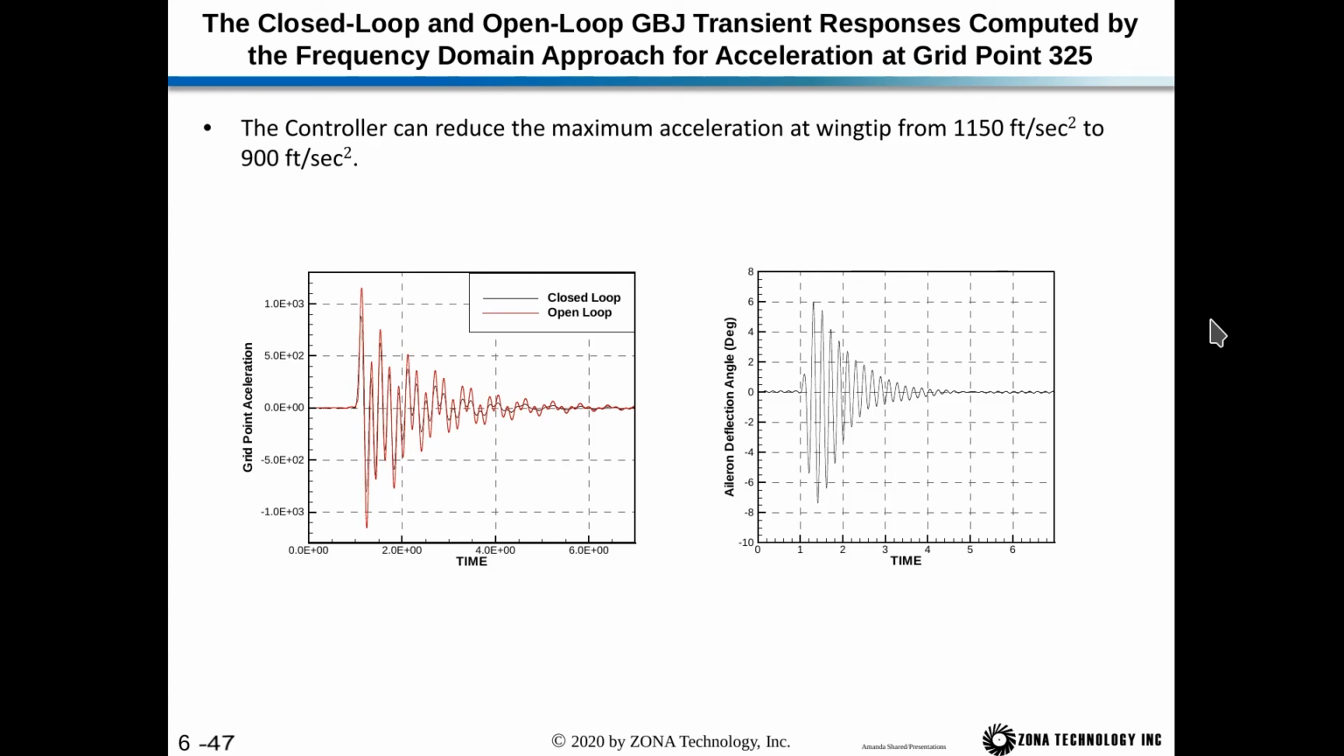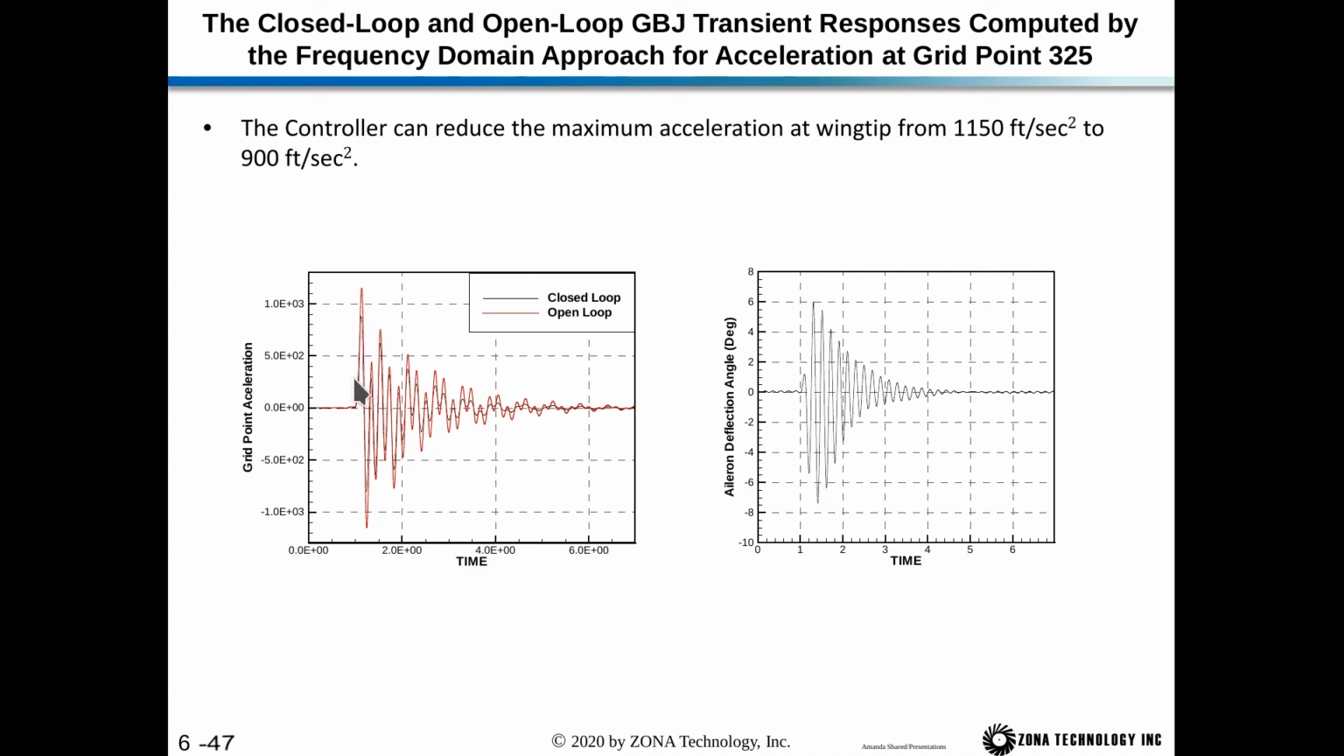So now we'll look at how well our controller works. So with the closed loop and open loop GBJ transient responses computed by the frequency domain approach for acceleration at grid point 325. So the controller here can reduce the maximum acceleration at the wingtip from 1,150 feet per second squared to 900 feet per second squared. So the open loop is in red, the closed loop is in black.